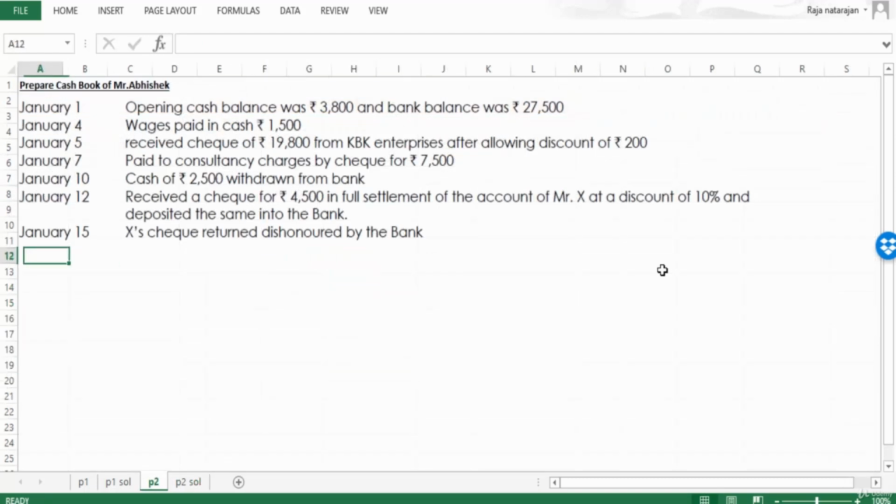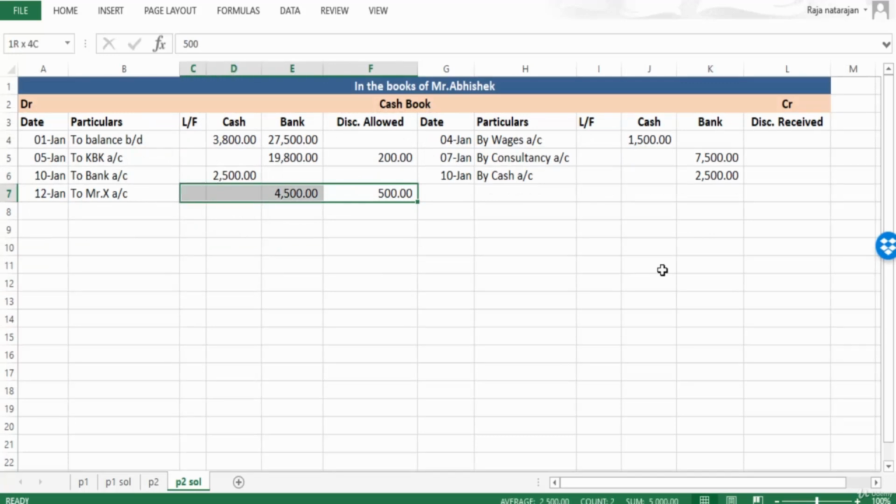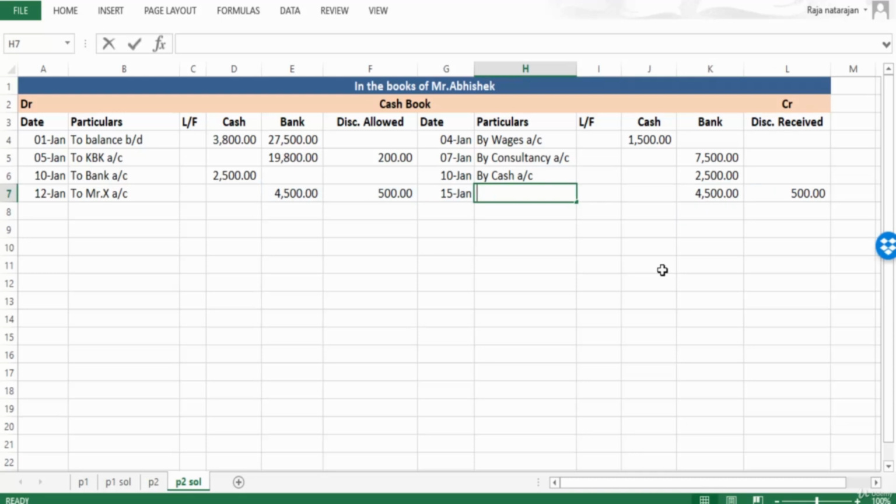Whereas on 15th Jan, X check returned dishonored by the bank. It means you have to reverse this entry. Whatever you have passed, you have to reverse it. So on 15th Jan, we'll simply reverse this. Here on the debit side, we have written 4,500 and 500. Okay, same thing we'll write here also. Under bank, 4,500 and 500, and here we say by Mr. X account. It means whatever we have accounted as receipt got nullified now.